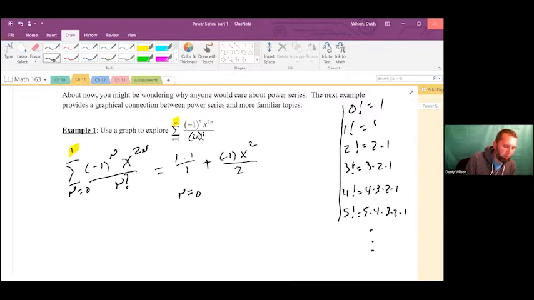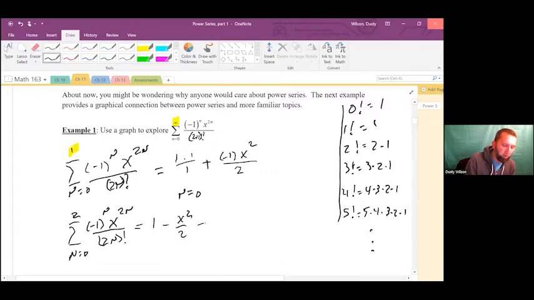What happens if we end at 2? So if we end at 2, we're going to go from n equals 0 to 2 of -1 to the n, x to the 2n over 2n factorial. And the first two terms are going to be the same. We're going to get 1 minus x squared over 2 plus, and then we'll get -1 squared, which is 1, times x to the 2 times 2, or x to the 4th, over 4 factorial. That would be 4 times 3 times 2 times 1. That's 24.